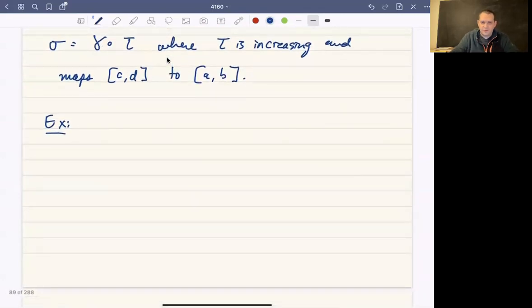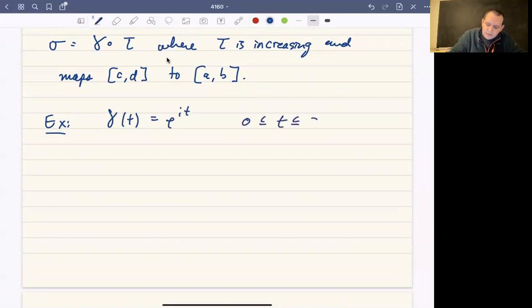This is often the case in math. You have these abstract, hard to understand definitions, but they're precise definitions, and they're there because they're precise. But I think it's easiest to talk about this with an example. Let's say that we have gamma of t, and gamma of t is going to describe the unit circle. So it's going to be e to the it, where t goes between 0 and 2 pi.